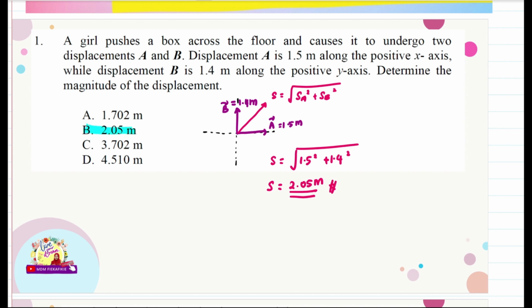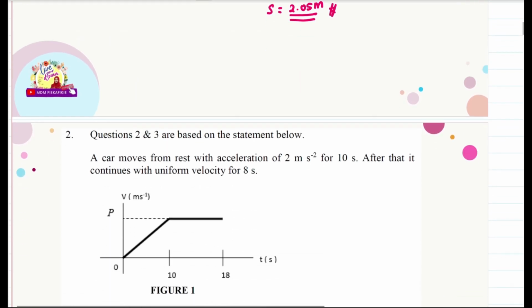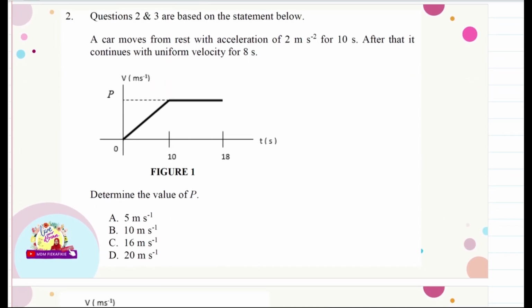Very easy, right? Okay. And next, question number 2. Okay, so this is from chapter 2. So let's try to solve these questions. So question 2 and 3 are based on the statement below. So a car moves from rest with acceleration of 2 meter per second. So if you look at here, the car here is moving from rest, so U is equal to 0. And then the car accelerates for 10 seconds, and given that acceleration is 2 meter per second squared.